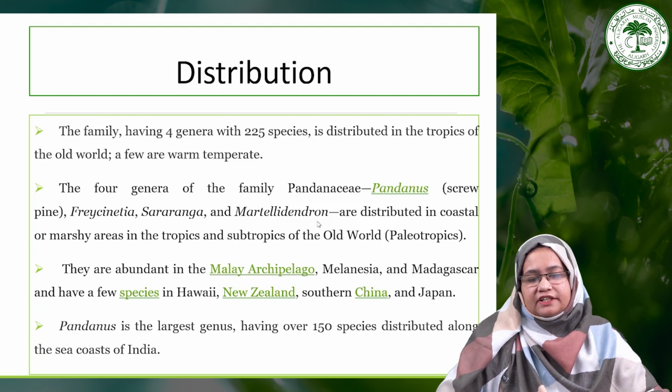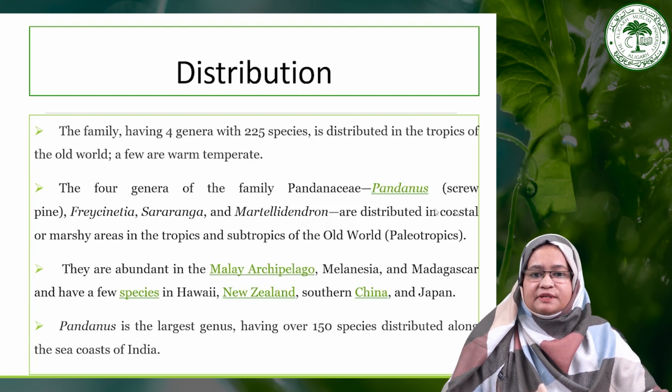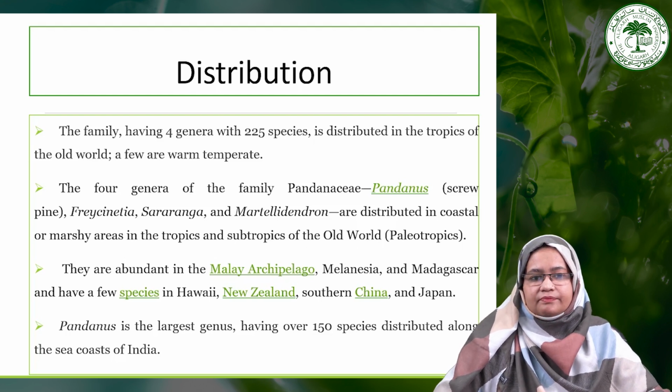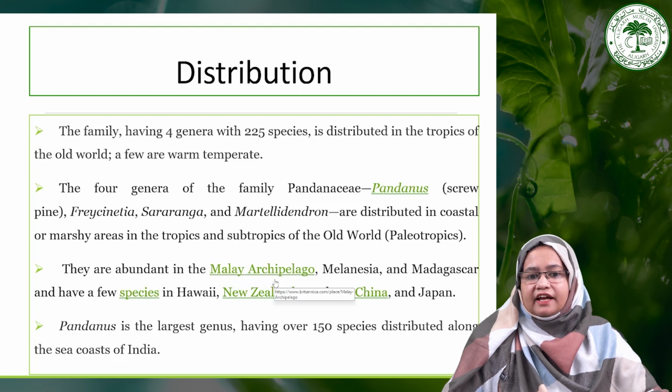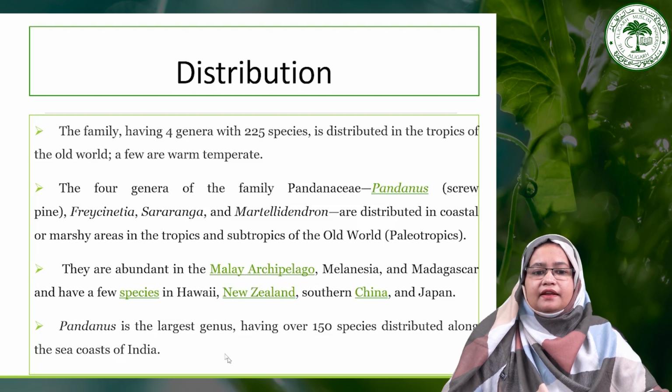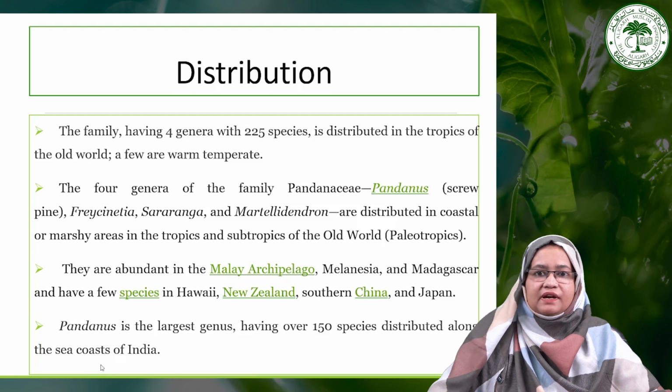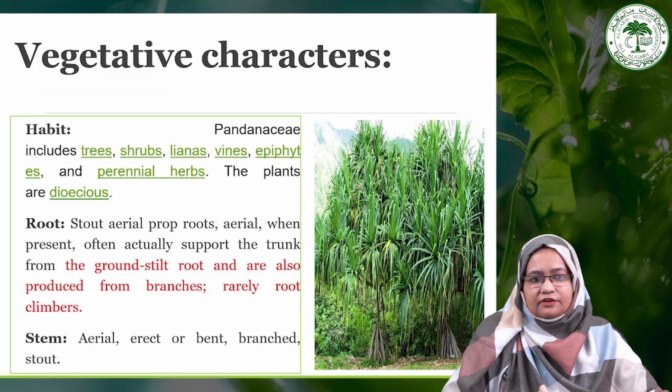These are the 4 main genera of this family, distributed in the coastal or marshy areas in the tropics and subtropics of the Old World, that is the Paleotropics, as we have seen, or they may be present in the warm temperate regions. They are quite abundant in Malaya, Melanesia, Madagascar, and a few species in Hawaii, New Zealand, southern China and Japan. In India, Pandanus is the largest genus, having 150 species distributed along the sea coast of India. Many species are also present in India and grown in the Bay of Bengal areas.